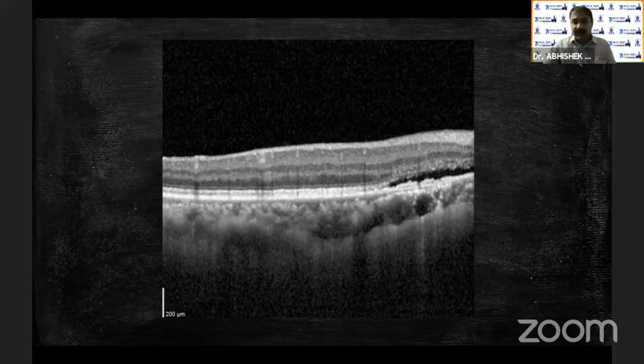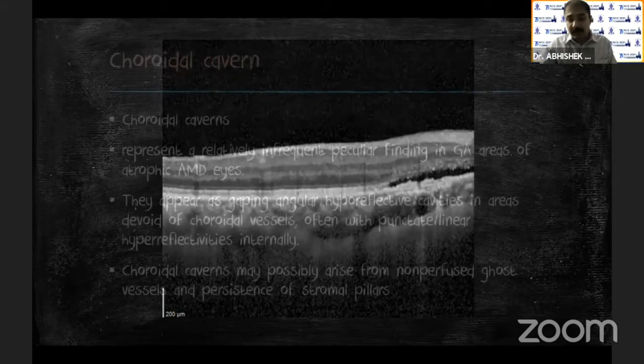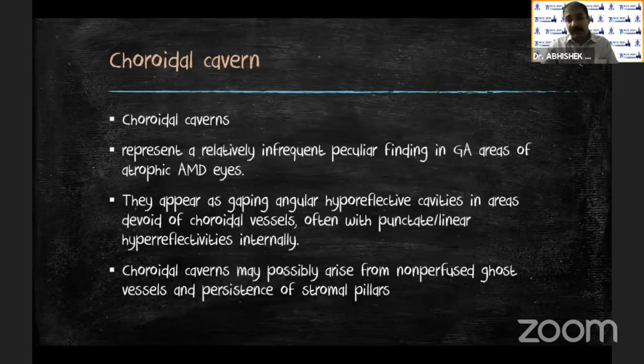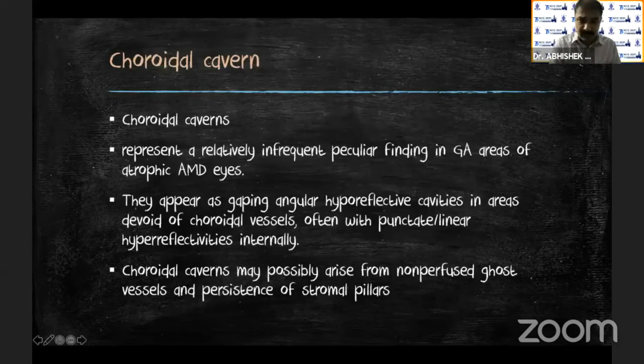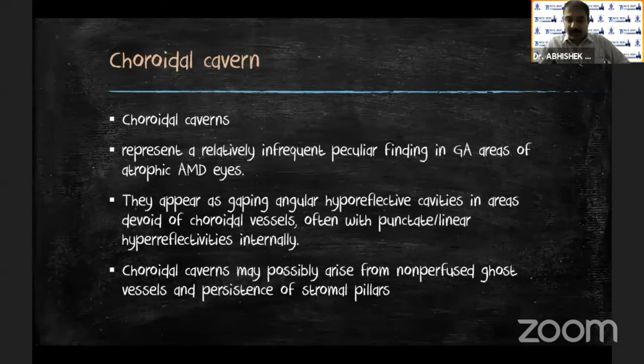This is an interesting entity which Dr. Unni had pointed to. This is what is called a choroidal cavern. If you see, there was a large area of hyporeflectivity in the choroid. It's an infrequent, peculiar finding, mostly seen in atrophic AMD, but can be present with wet AMD also. It's a gaping angular hyporeflective cavity in the area that is devoid of choroidal vessels, and it's often seen with punctate or linear hyperreflectivities internally. Choroidal caverns may possibly arise from non-perfused ghost vessels or persistence of stromal pillars.